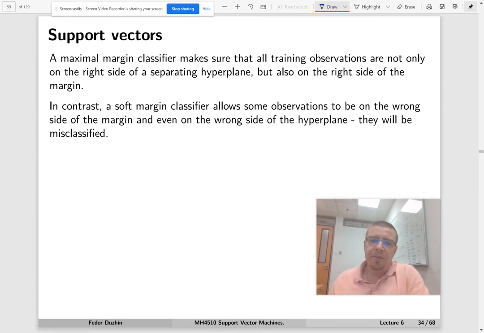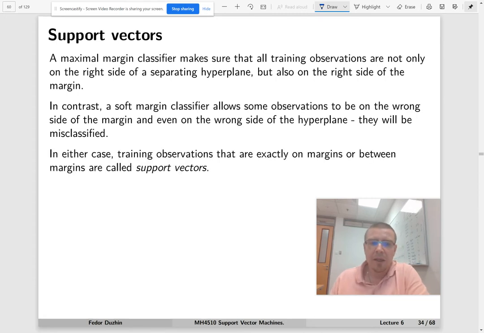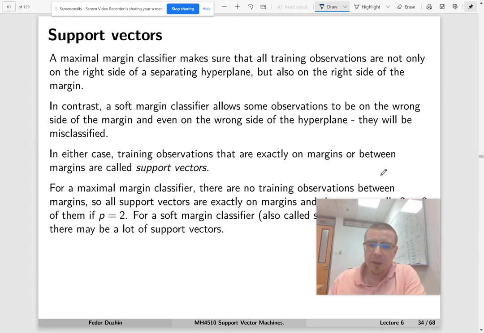A soft margin classifier allows some observations to be on the wrong side of the margin or even of the hyperplane, right? And these observations are going to be misclassified. So it is going to tolerate some degree of misclassification. Because the maximal margin classifier may not exist if the two classes are not linearly separable. But a soft margin classifier always exists. Training observations that are exactly on the margins or between the margins are called support vectors.